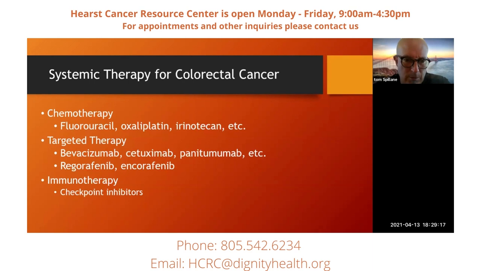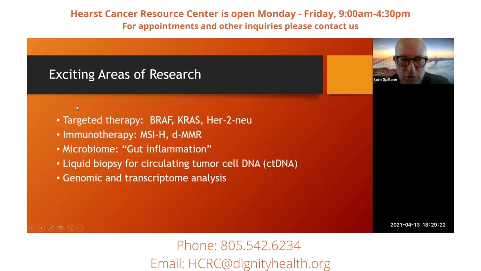Some areas of exciting research: we are looking for targets, and a couple of the targets that we see in colon and colorectal cancer are BRAF mutations, KRAS mutations, and HER2 neu mutations. I do have a couple of patients right now, for example, with a BRAF mutation. The KRAS mutation has always been sort of a poor prognostic feature, though there are some new drugs coming out that are going to be specific targets for KRAS mutations. So there is a lot of exciting research in the KRAS mutation area, which is very common.